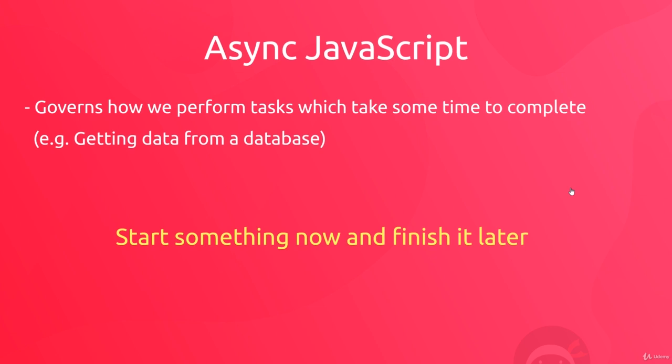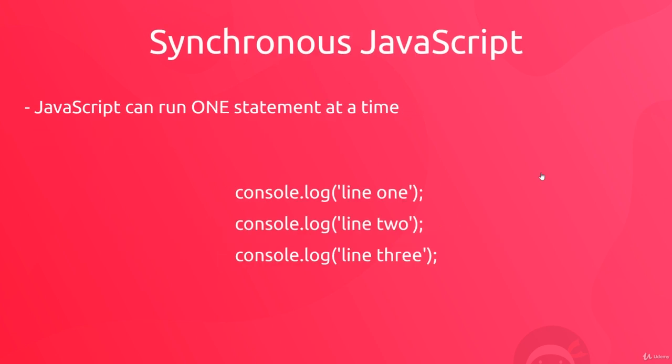But before we talk more about asynchronous code, let's first of all understand its counterpart, synchronous code. So JavaScript by its very nature is a synchronous language, and that basically means that JavaScript can execute only one statement at a time, from top to bottom. So for example, in a JavaScript file we could have 3 statements, and each statement is run in turn. Now line 2 cannot start before line 1 is finished, and line 3 cannot start before line 2 is finished. So it executes these one at a time in order.